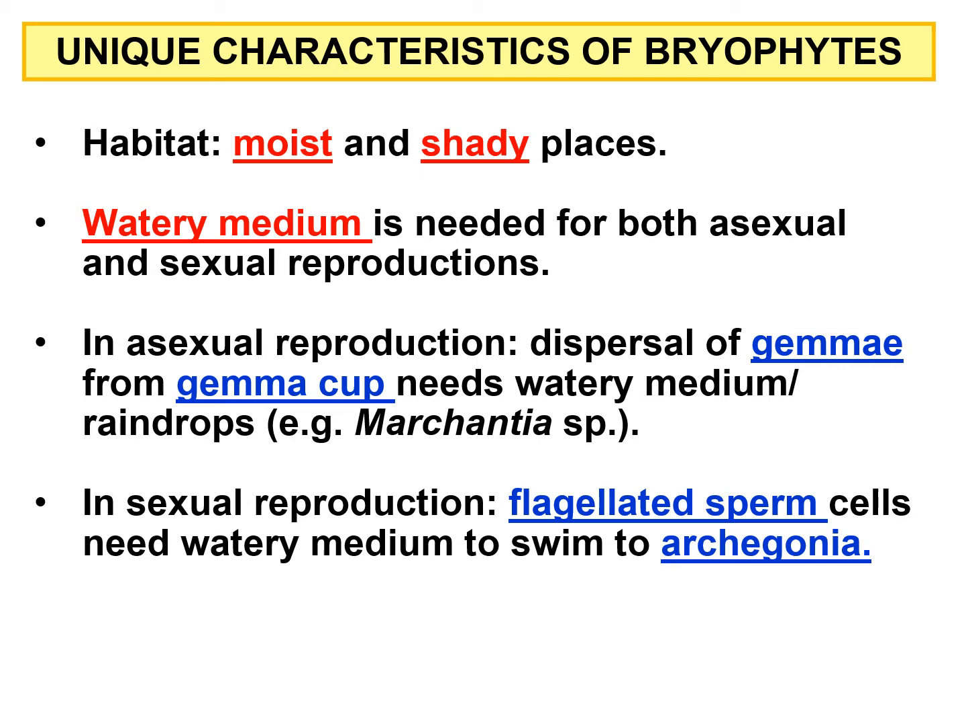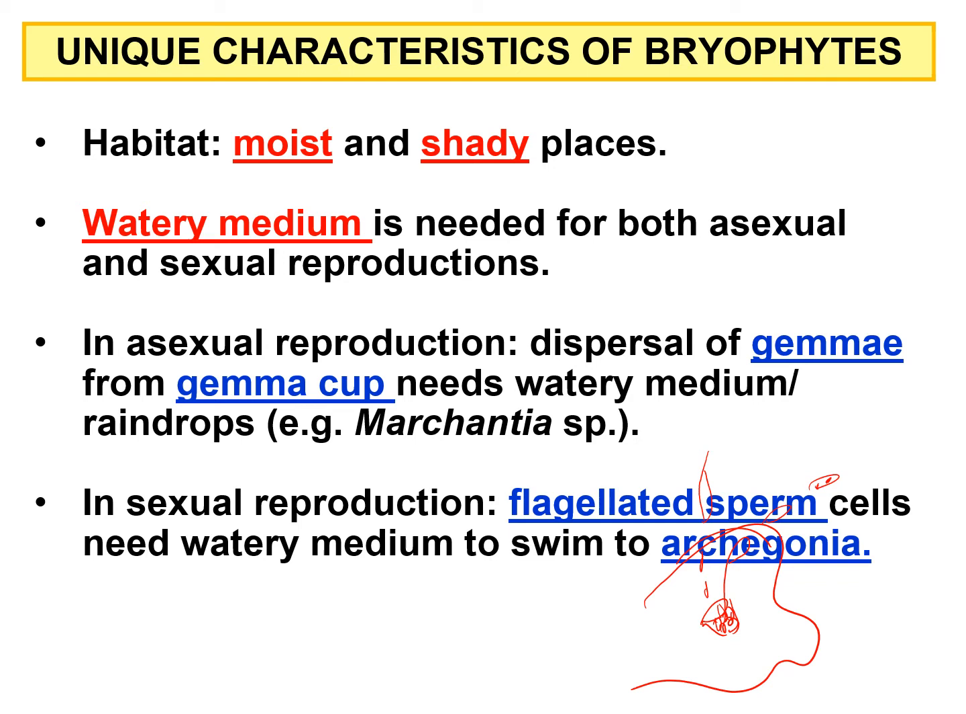So gemma cup ni macam cawan yang ada di atas talus Marchantia. So this is the talus, and there will be a cup. In the cup there are gemma spore. So when water drop, so there will be a splash, then this splash will carry out some of the gemma spore. Jadi this is how they are dispersed.